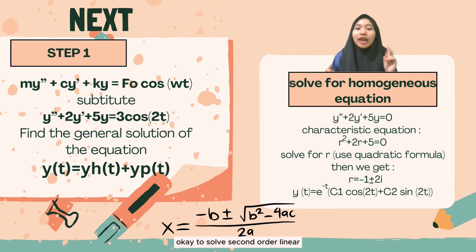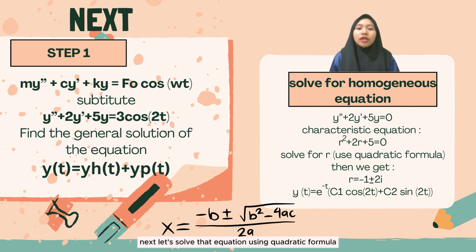To solve a second order linear non-homogeneous differential equation, our first step is to find the general solution, which is y equal to y homogeneous plus y particular. That means we have to solve the homogeneous part first. Our homogeneous equation is y double prime plus 2y prime plus 5y equal to 0. Then we create the characteristic equation, which is r squared plus 2r plus 5 equal to 0.